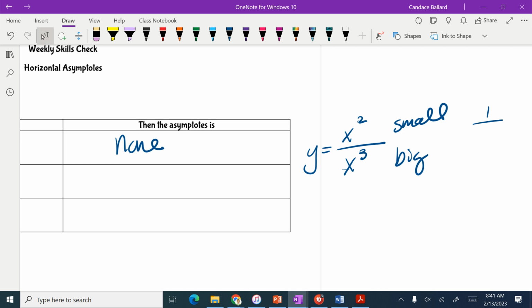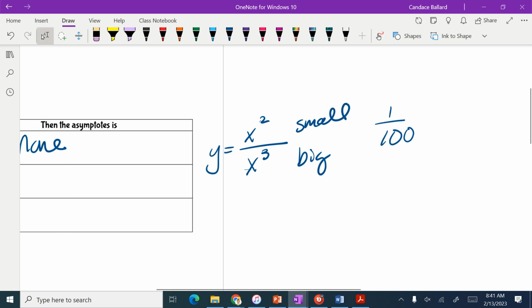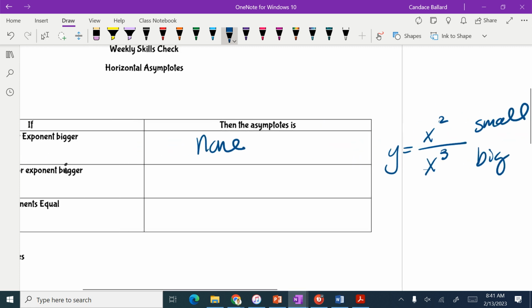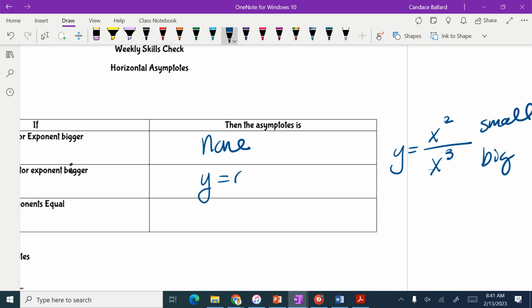Think about this. If I have a small number divided by a big number, what does that round to? If I'm going to round this to the nearest whole number, what would I round it to? It would round to 0, wouldn't it? So when I have something smaller on the top and bigger on the bottom, it's going to round to 0. So that's what the asymptote is. And these asymptotes are always y equals when it's horizontal. So it would be y equals 0.